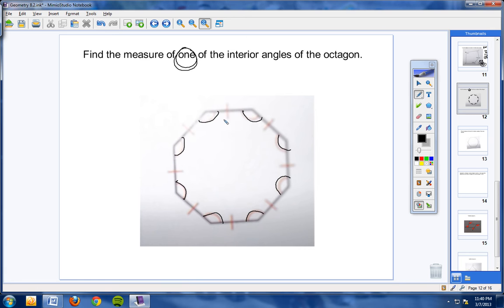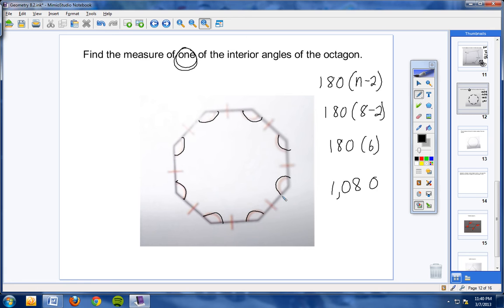Now, I want you to find the measure of one of those angles. Think about it, students. We can find out what all of these angles added up together equals. We have 8 sides, so we use our new formula. Here's our new formula. I know I have 8 sides, so I put 8 minus 2. That will leave me with 180 times 6. If I multiply those together, I will get 1080.